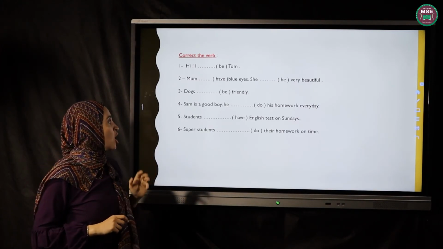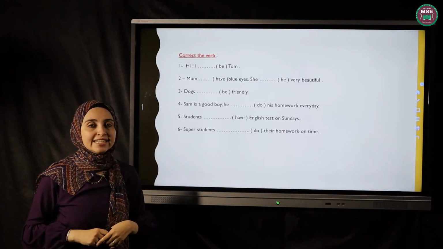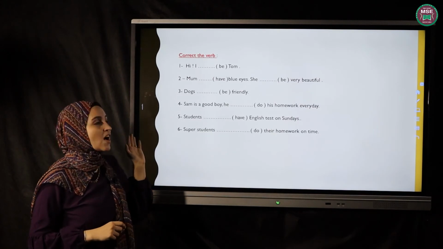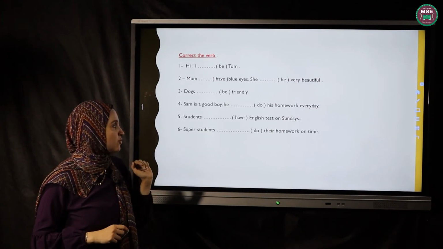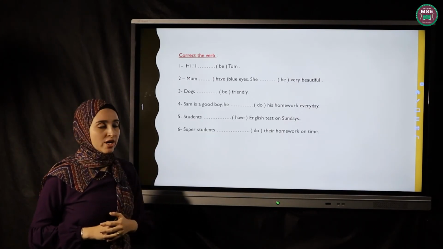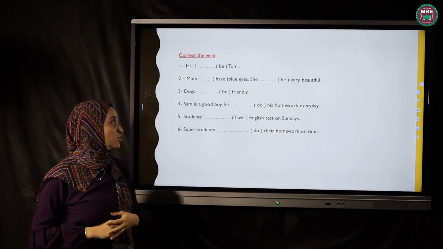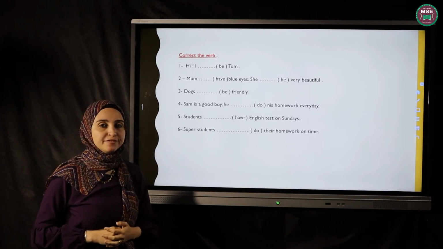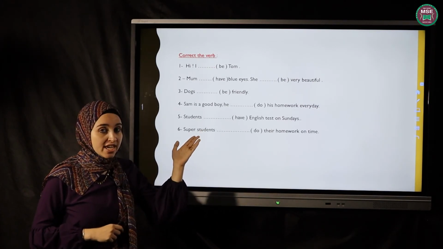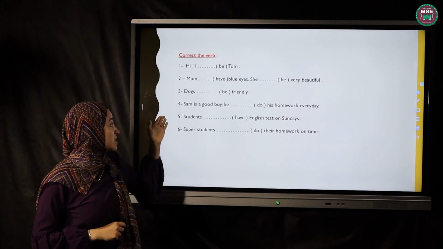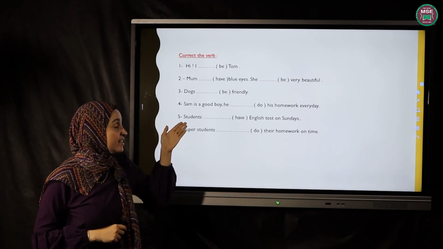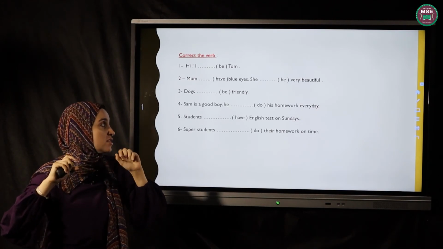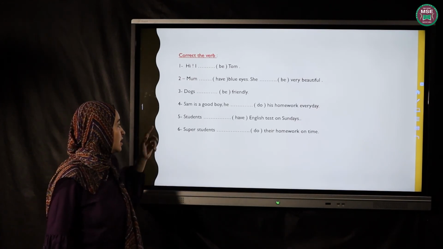Number 3, dogs be friendly. Be means verb to be. So dogs are friendly. Great job. Number 4, Sam is a good boy. He do his homework every day. I have here every day, it's a time expression. Sam is a good boy. With he, I have to use does. He does his homework every day.